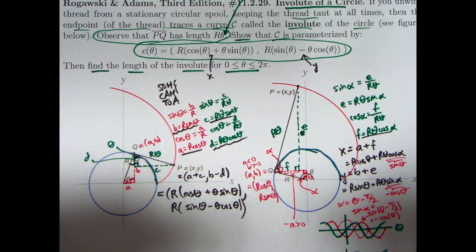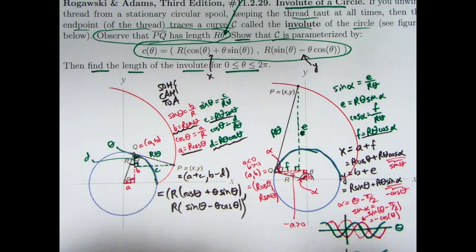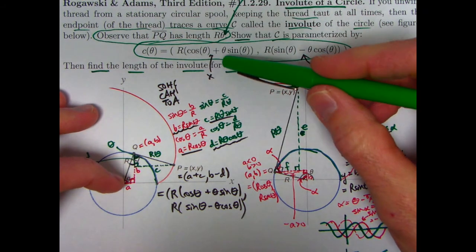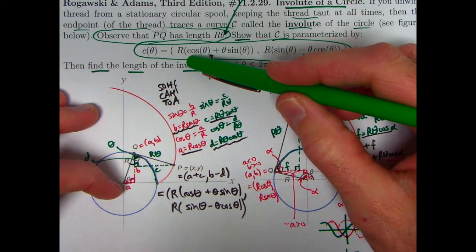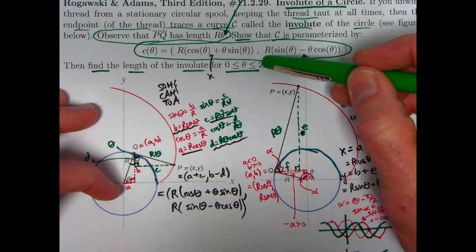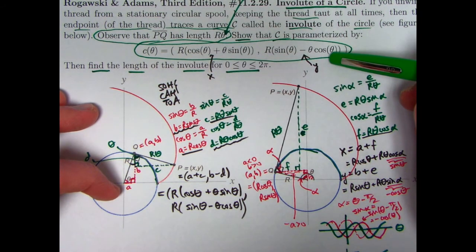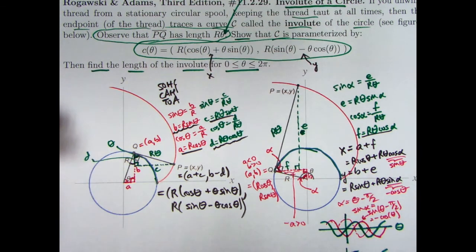I've talked about how integrating the speed function gives you the distance traveled, which is the same as the arc length. And the speed function is the square root of the square of the derivative of this thing plus the square of the derivative of this thing. That is also the same as the length of the velocity vector. And again, we're not talking fully about vectors yet.